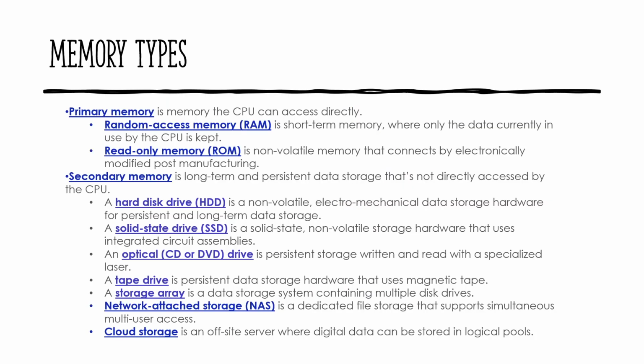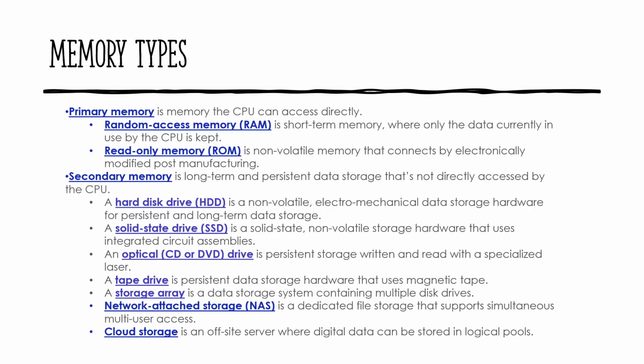Moving forward, we have a discussion about memory types. The memory inside our computers is usually divided in 2 parts. There's the primary memory, which the CPU can access directly. Here you have as examples the random access memory, or RAM, which is a short-term memory where only the data currently in use by the CPU is kept, or the read-only memory, which is non-volatile and can be electronically modified post-manufacturing. We'll see what that actually means.